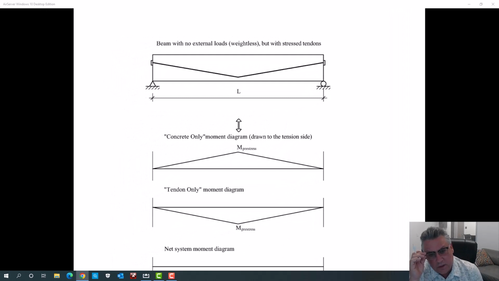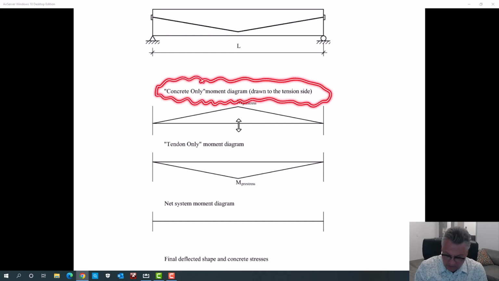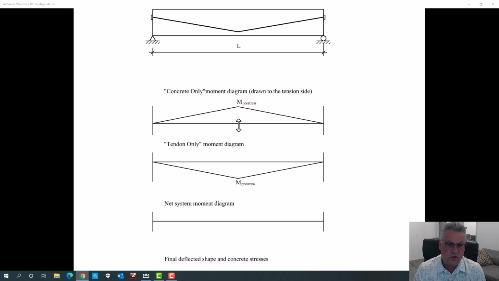So, follow me please on this. We can have a beam with no external loads, no weight to it, but with stressed tendons. So if we only look at what's happening to the concrete, it is actually experiencing stress. It's experiencing that compression. It's also experiencing a lift. It's experiencing a moment in and of itself. So it will have a concrete-only moment diagram. That F times E is the primary pre-stress moment diagram.